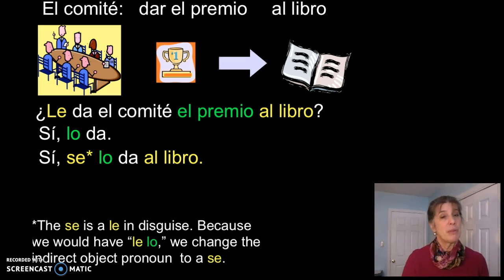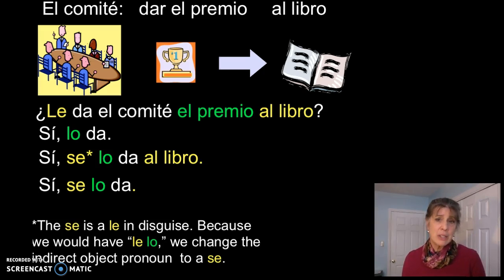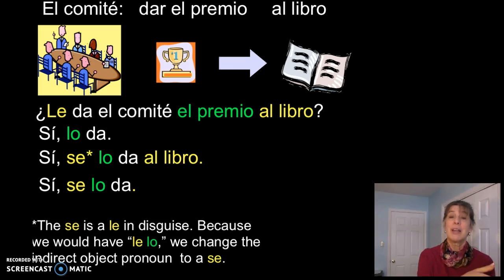Okay? Remember, if I'm going to have le lo, le la, les los, les las, whatever of those LL, I'm going to change the first one to se. By this point in the conversation, we're probably pretty sure that the le or the se is referring to the book, so it would actually be very normal to drop that clarifying phrase at this point and just say, sí, se lo da. Yes, it gives it to it. Wow, that sounds really strange in English, but it makes perfect sense in Spanish. Again, the se that's standing in for a le comes first, direct object pronoun comes second, and they both come before a conjugated verb.